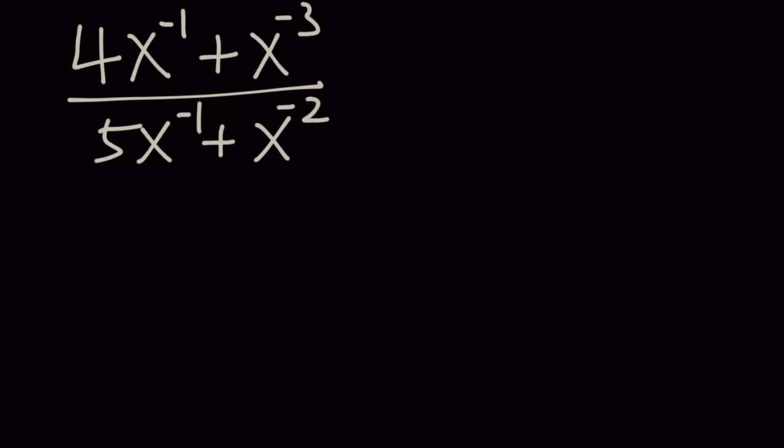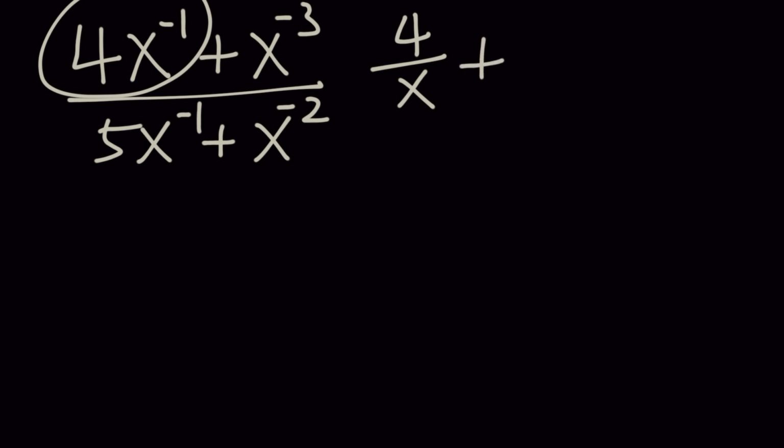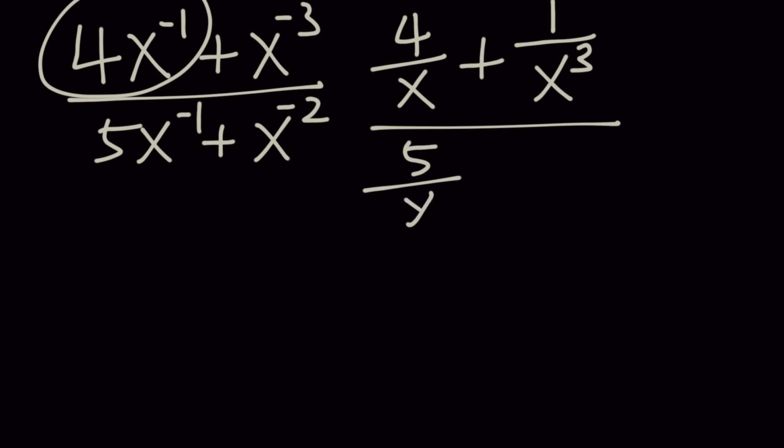Here is another example with negative exponents. So what we do with negative exponents, we want to rewrite them first. So for the 4x to the negative 1, we want to rewrite it as 4 over x, as we move the negative 1 to the denominator and reverse the exponents. Then we will have 1 over x to the third over 5 over x plus 1 over x squared.